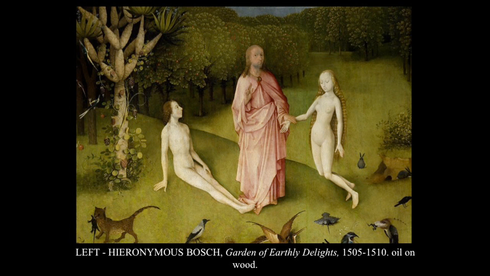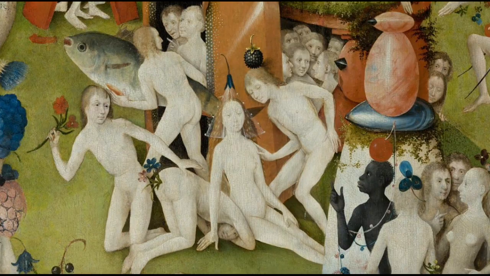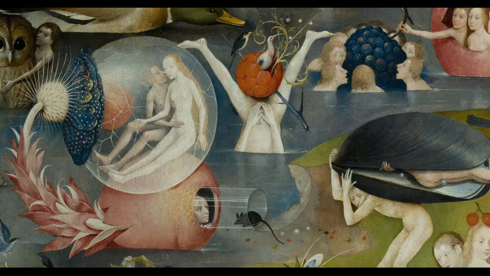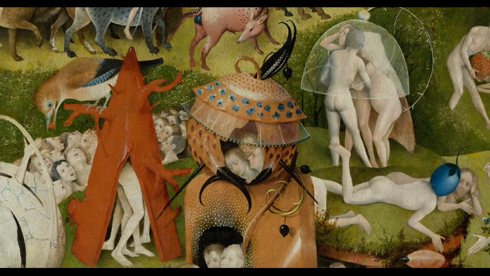In the leftmost panel, we see God introducing Adam and Eve, presumably in the Garden of Eden, and they're surrounded by this array of fanciful and unusual animals. Then in the middle scene, things start to get a little weird. There's many groups of nude people, there's fruit everywhere symbolizing fertility, and it's really about pleasure and sexuality.